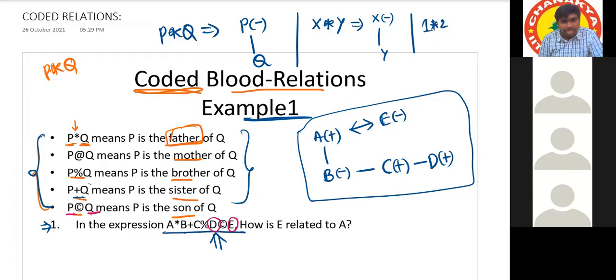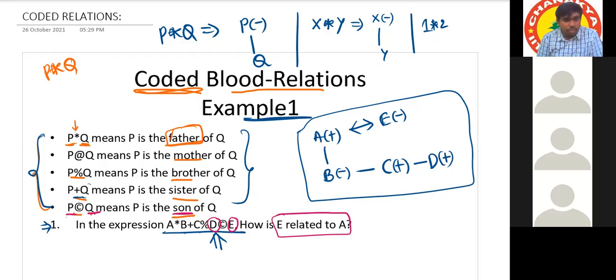Any doubt in this, sir? D is the son of E. Somebody raised this question. That's why. How is E related to A? That thing we'll see. Q is the father of P, right? How can you say father? Q can be mother also. Whatever is mentioned, we have to take as positive, confidently. But if it is not mentioned, we cannot take it confidently.